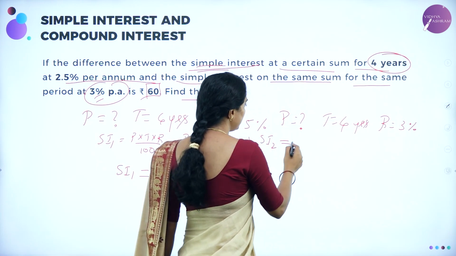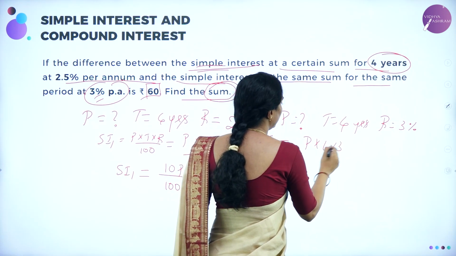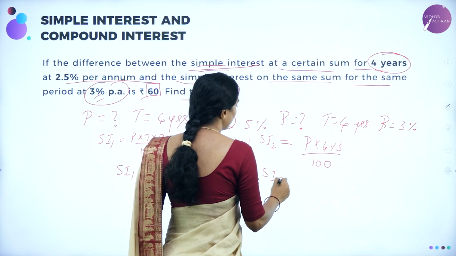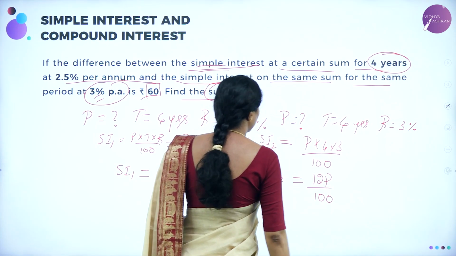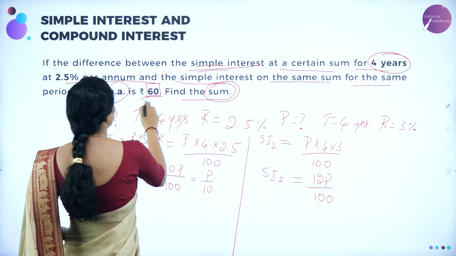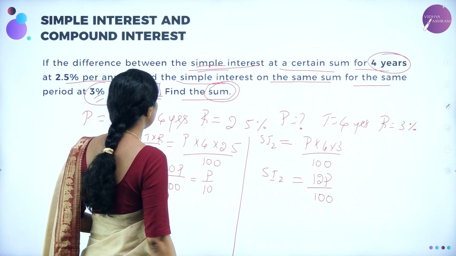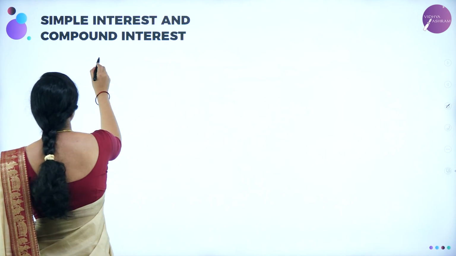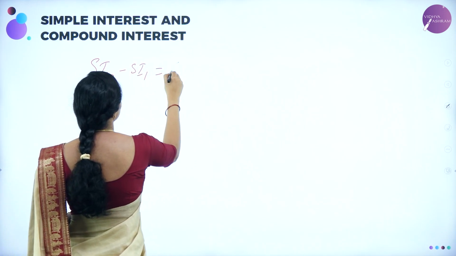So here SI2 will be equal to the same formula PTR divided by 100. P we don't know, T is nothing but 4, into 3, divided by 100. So SI2 will be equal to 12P divided by 100. Now we need to take the difference, SI2 minus SI1, they have given it as rupees 60. Let me calculate that one.